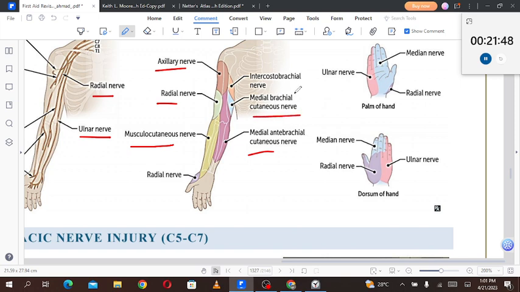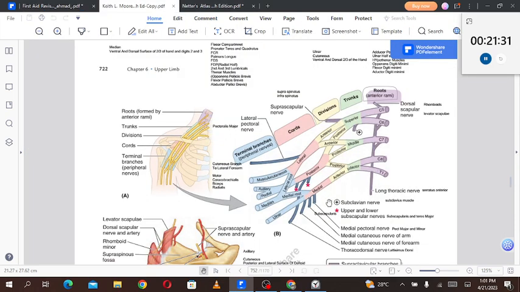These two are the main branches. These two are direct branches of the brachial plexus: the medial brachial cutaneous nerve and the medial antebrachial cutaneous nerve. Both of these nerves are coming out of the medial cord, I guess. Yep. And then we have the intercostobrachial nerve. I don't know from where it is coming. So remember these things. These are coming from the brachial plexus over here.